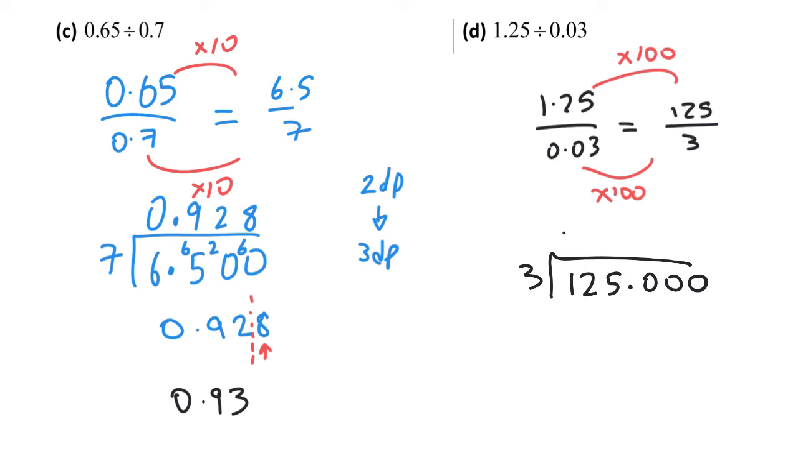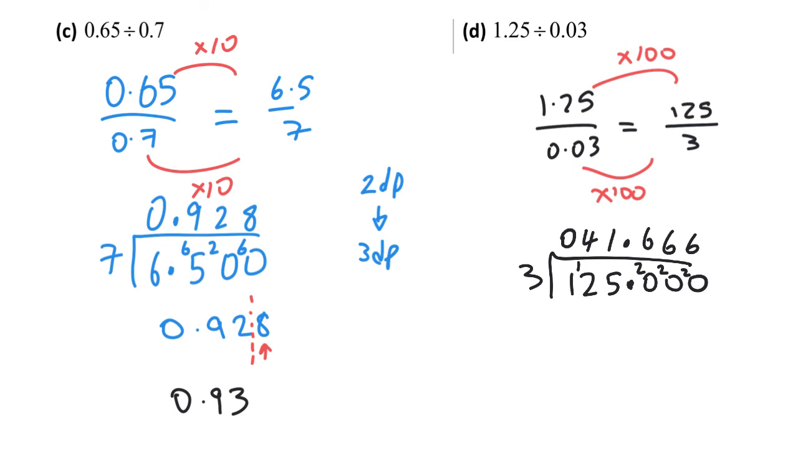So 3 into 1 doesn't go. 0 and carry a 1. 3 into 12 goes 4 times with no remainder. 3 into 5 goes once with 2 left over, and I'm going to put my decimal point in so that it lines up with the decimal point below. 3 into 20 goes 6 times with 2 left over, and again, 3 into 20 goes 6 times.